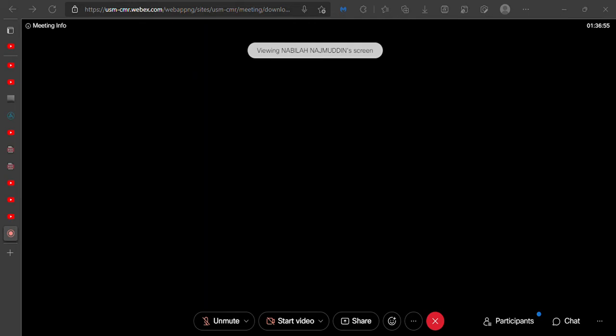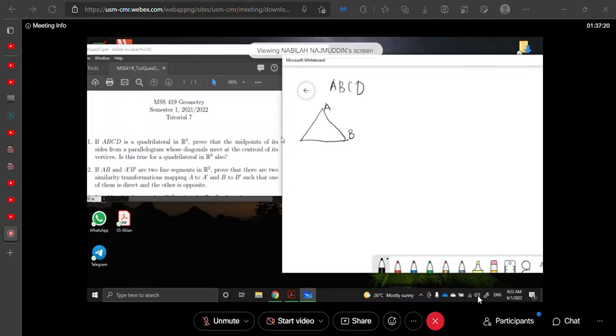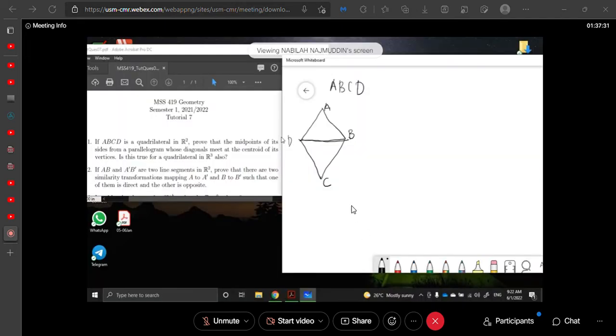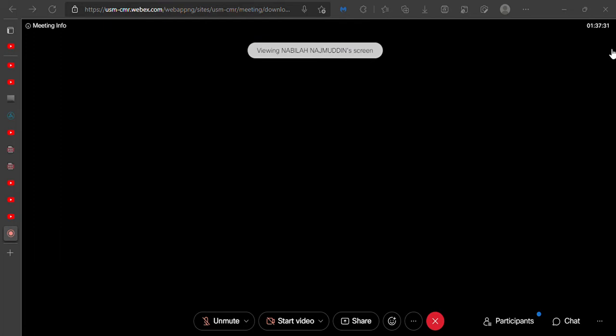So we have the quadrilateral ABCD. A line joining the midpoints. We know that a quadrilateral can be divided into two triangles like this. And if we have a line, let's say a line joining the midpoints of two sides of a triangle, it is parallel to the third side.